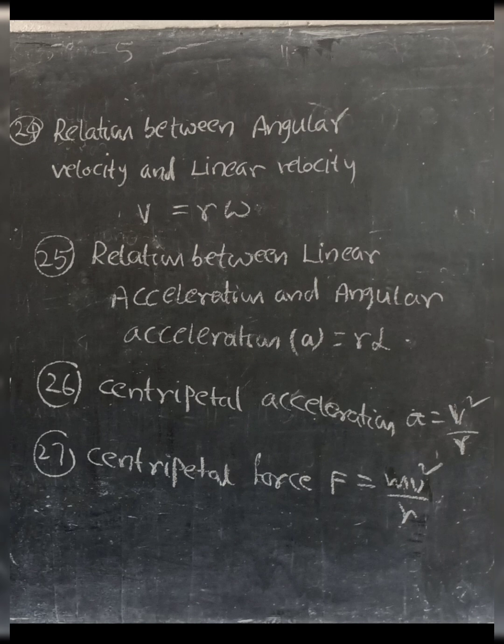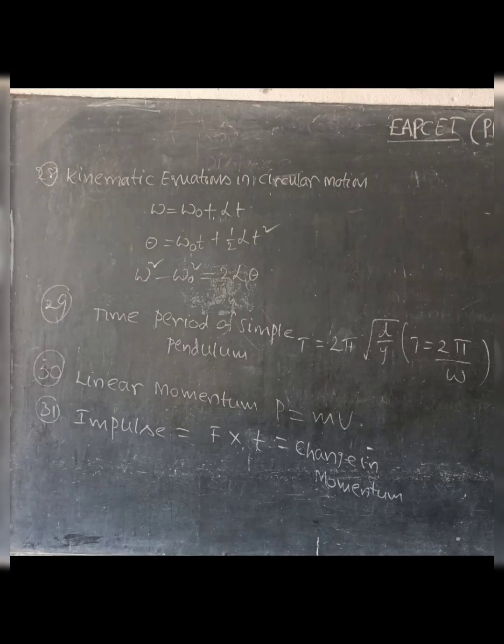Now let us go through kinematic equations and circular motion. Omega is equal to omega naught plus alpha t. Theta is equal to omega naught t plus 1 by 2 alpha t square. Omega square is equal to omega naught square plus 2 alpha theta.